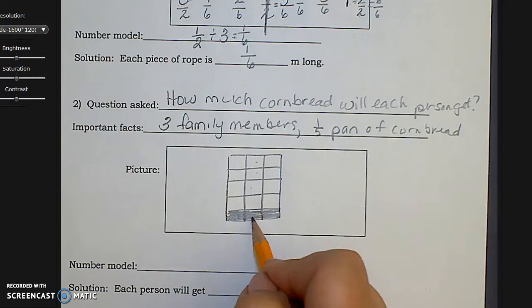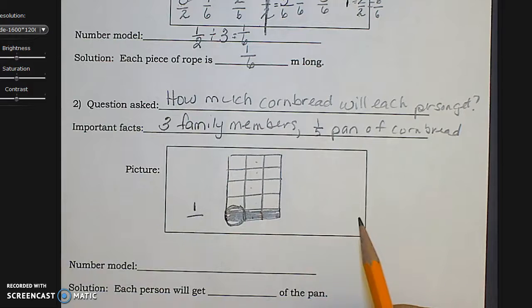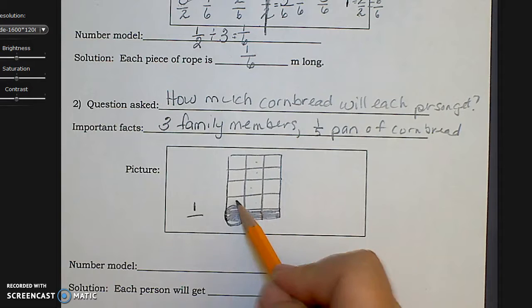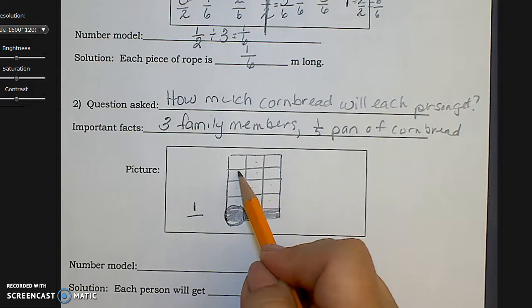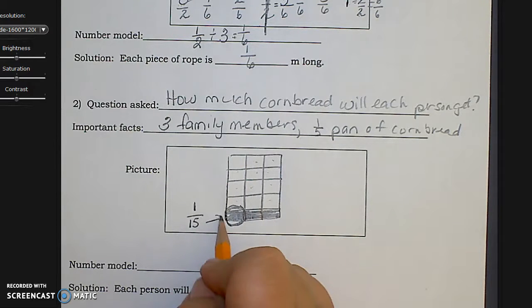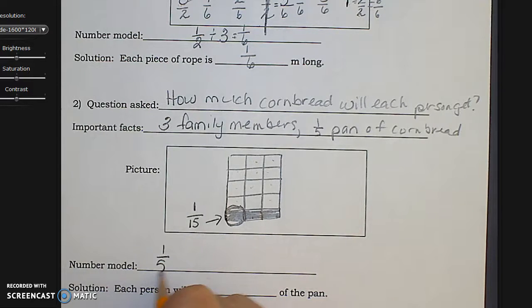Now, I have 3 parts here, so how much is represented by this corner right here? Well, this would be 1 piece out of, well, how many are in the picture? Let's count. 1, 2, 3, 4, 5, 6, 7, 8, 9, 10, 11, 12, 13, 14, 15. So that's 1 out of 15 right there. So that means if I took 1/5 a pan and I divided it by 3 people, I got 1/15 as an answer. So each person will get 1/15 of the pan.